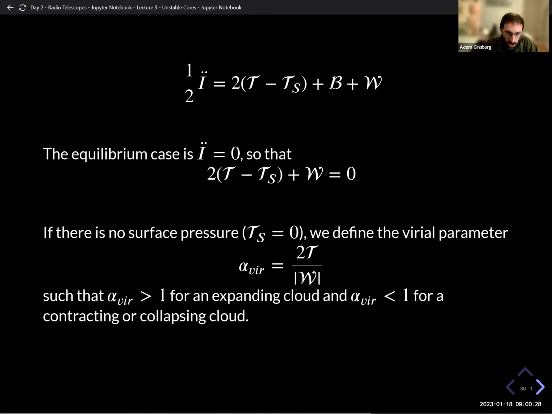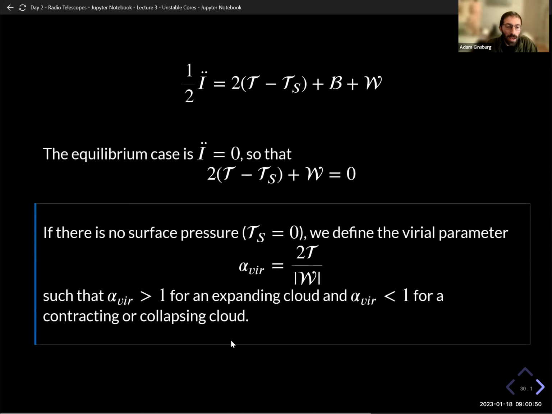So with this definition and this equation up here, we can see that if the virial parameter is greater than 1, that means the kinetic term is greater than the gravitational term, and the cloud is going to expand, so it won't form a star. If alpha vir is less than 1, it's going to contract or collapse, and then may form one or more stars, right? That's when gravity wins over the internal energy.